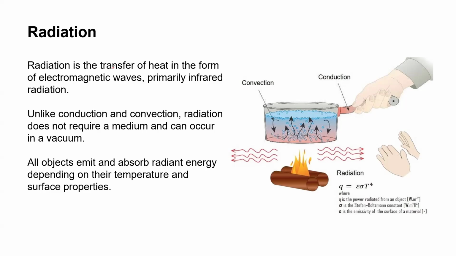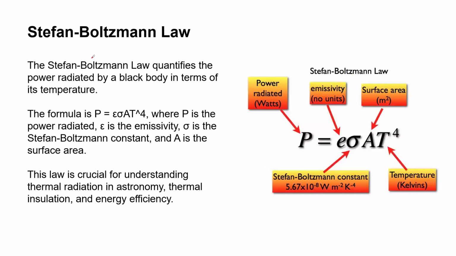Now let's look at the Stefan-Boltzmann law. The Stefan-Boltzmann law quantifies the power radiated by a black body in terms of its temperature. You see that we have different types of body. It can be white, it can be red. Generally, a black body absorbs radiation more than any other. That is why sometimes if you wear black shirts, you feel very hot.